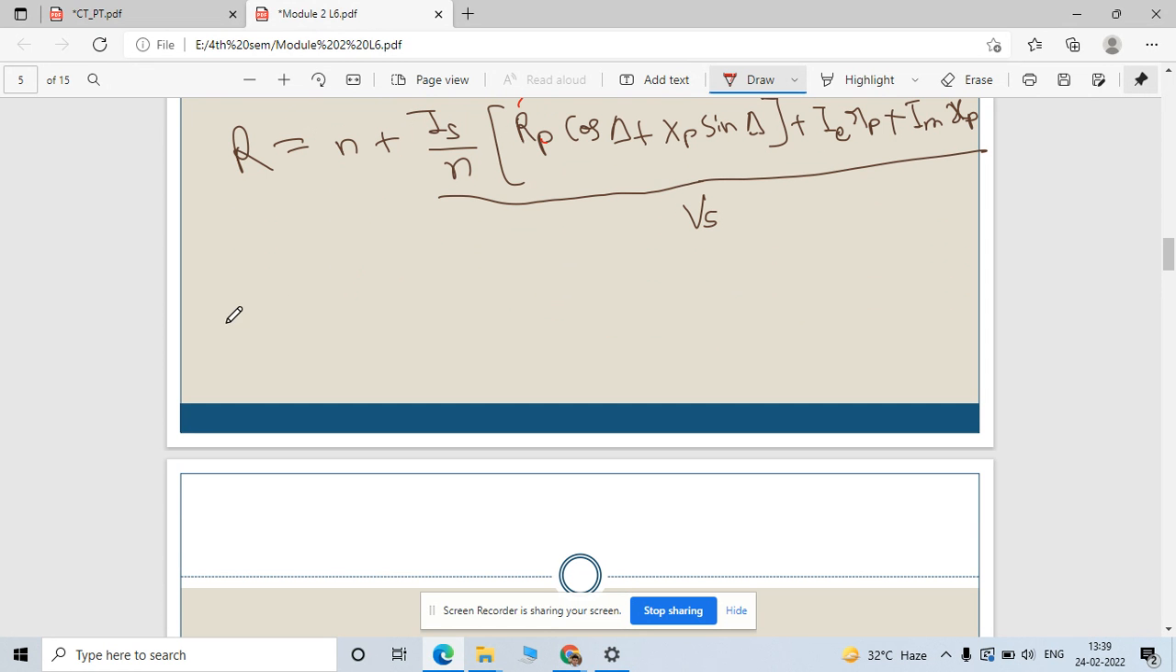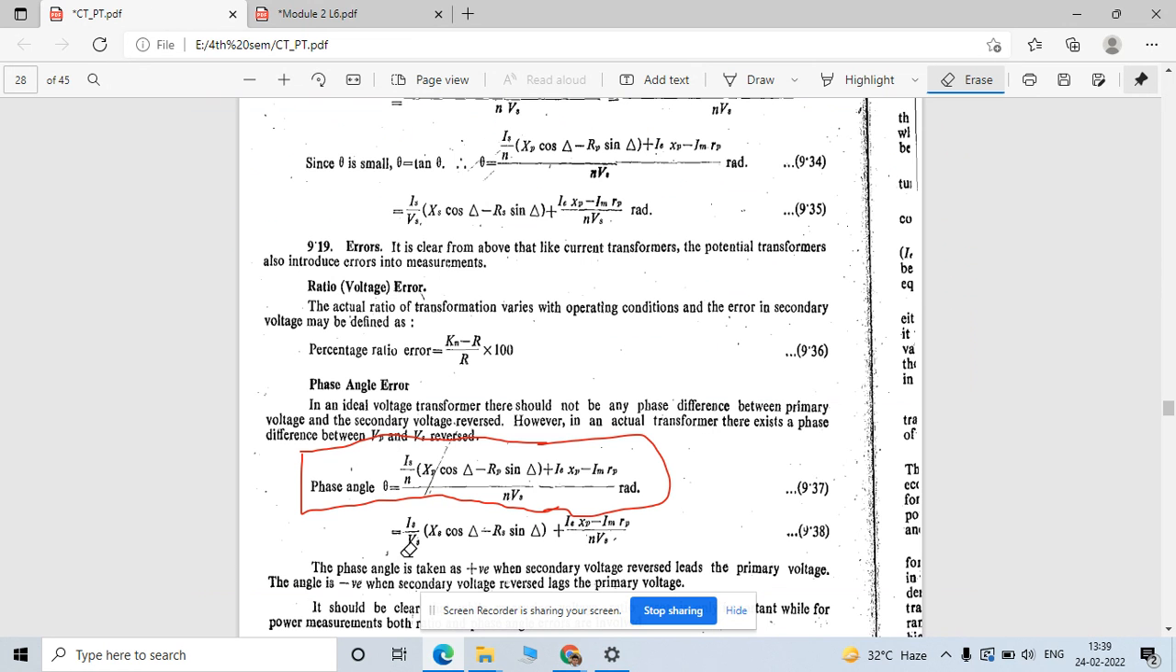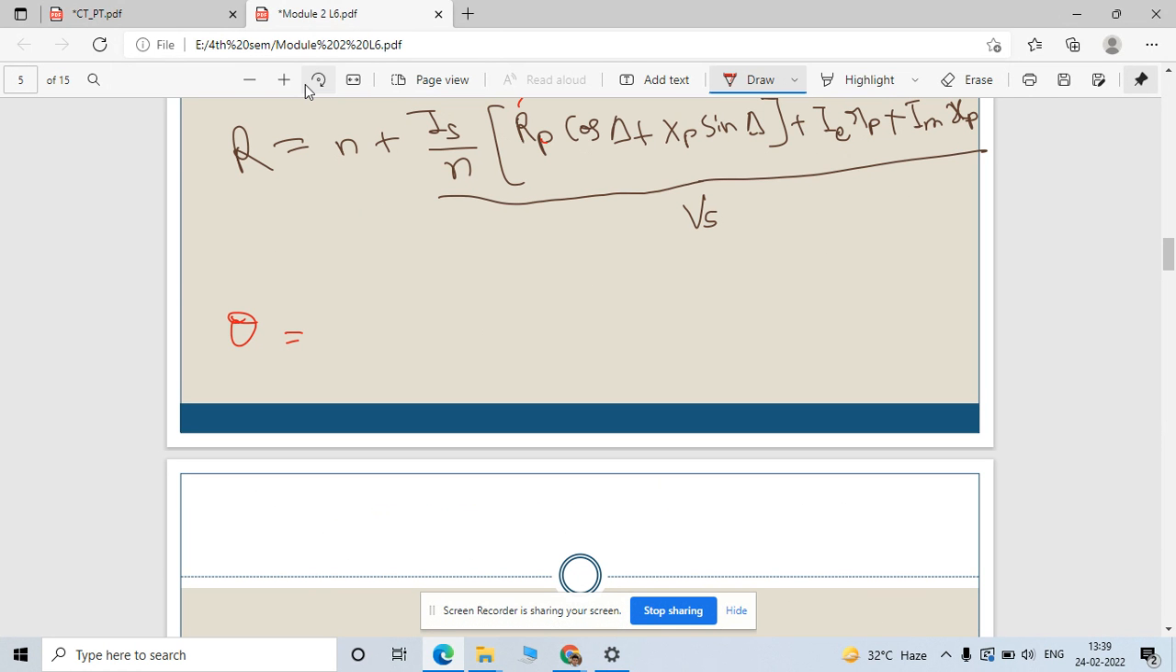And for this phase angle theta, what is the formula for that? See here, this is a phase angle. It is an angle between this VP and VS. VP means supply voltage, VS is the load side voltage. These are the terminal voltages. So you can say this phase angle is nothing but the angle between these two terminal voltages, which are the sending end voltage and the receiving end voltage.